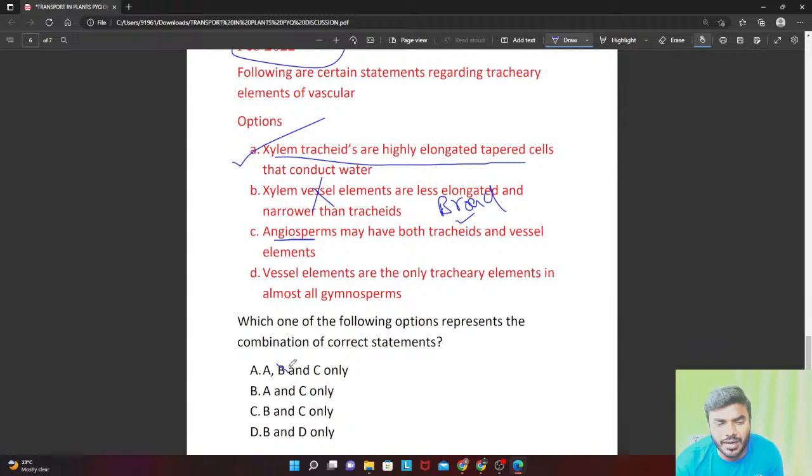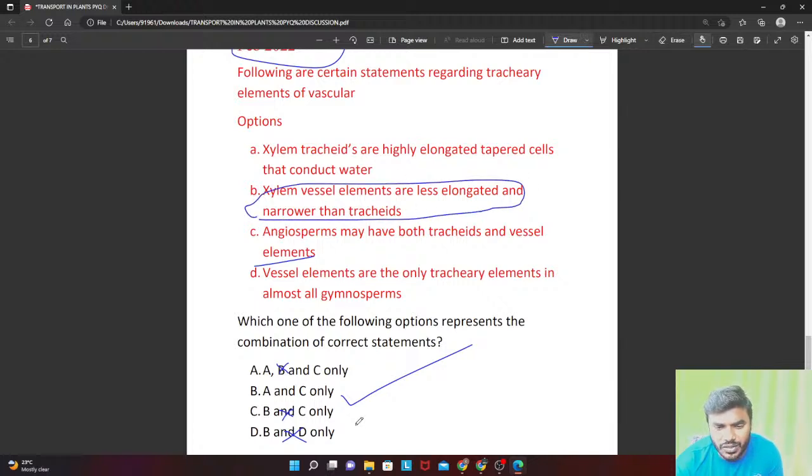So you can eliminate option A, you can eliminate option C, you can eliminate option D. So obviously angiosperms have both tracheids and vessel elements. Undoubtedly option B will be the answer. Friends, such a simple statement it is. If you people understand option B is the wrong option, you can choose the right answer. Most of the people are not observing option B. Everyone is observing option A and C.